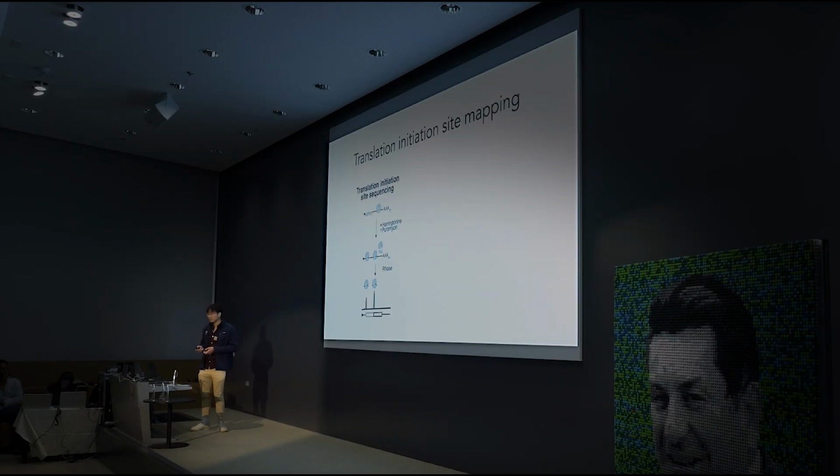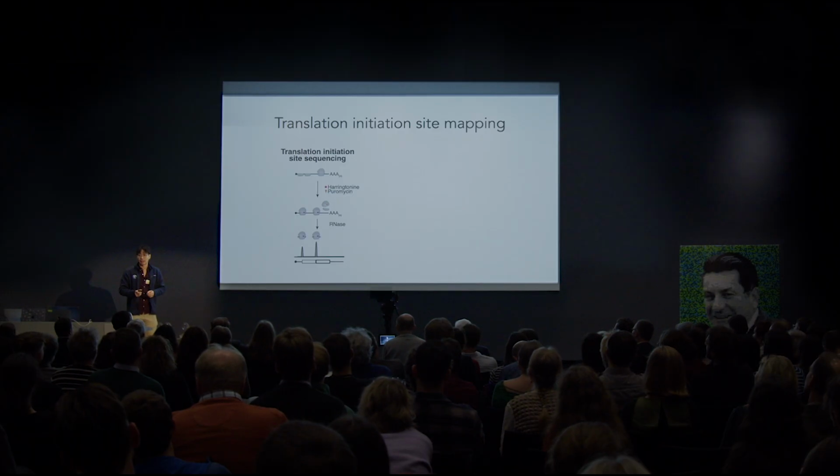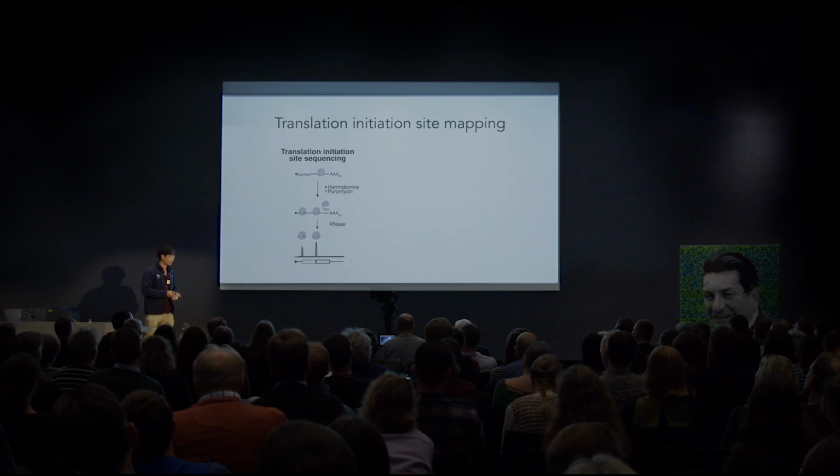So which genes have alternative start sites, and how do we even identify them? This was really made possible through the development of translation initiation site sequencing, which relies on two drugs to stall the ribosome at the start codon. You can then treat your lysate with nuclease and sequence the fragment of RNA protected by the ribosome. This should really map to start codons.